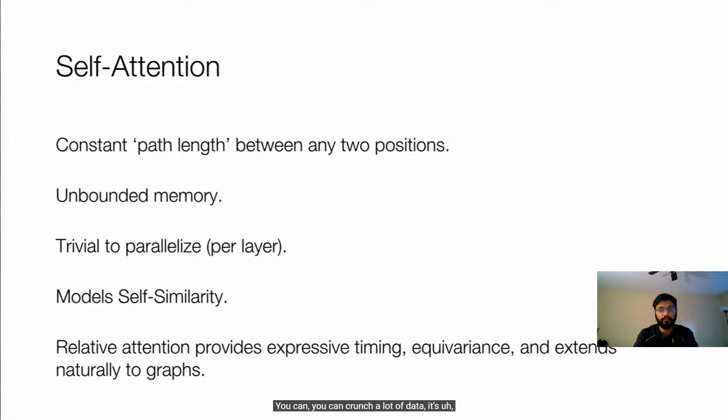It's trivial to parallelize. You can crunch a lot of data, which is useful if you have large data sets. We found that it can model self-similarity. It seems to be a very natural phenomenon if you're dealing with images or music. Also, relative attention gives you this added dimension of being able to model expressive timing in music, this translational equivariance. It extends very naturally to graphs.